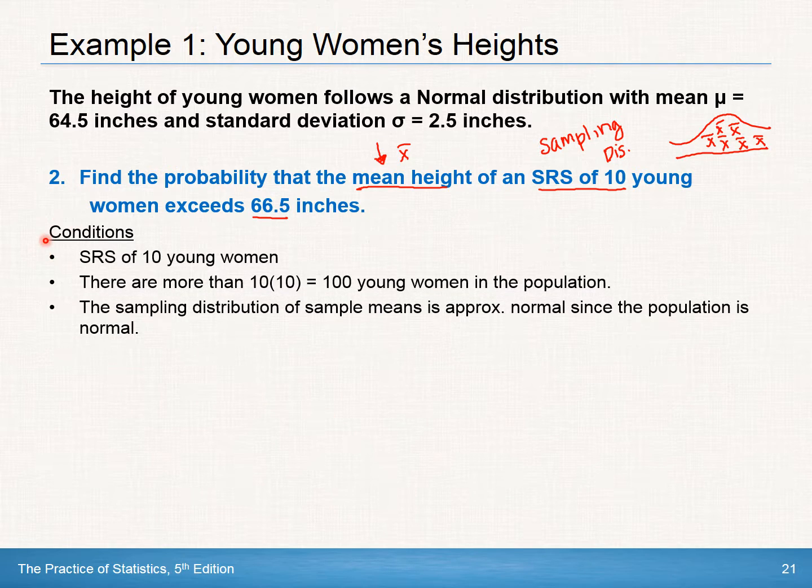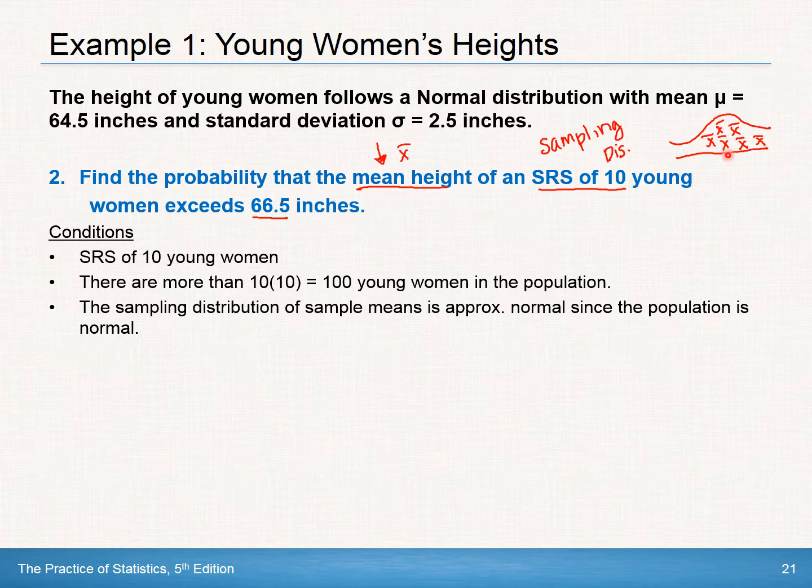Okay, remember that with your conditions, you have 3 conditions you always have to meet. Get used to these. You use them in proportions. You use them here. You're going to use them for the rest of the year. 1, make sure you have a simple random sample of 10 women. Why does it have to be a simple random sample? Can't make inference about the population if it's not a simple random sample.